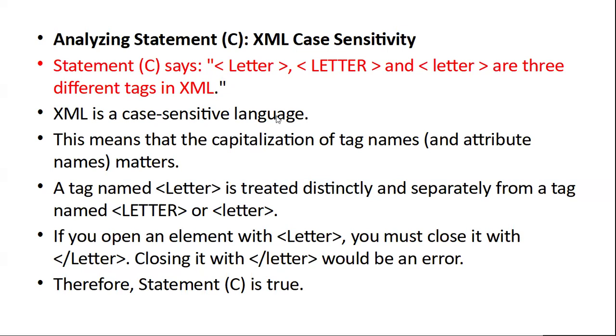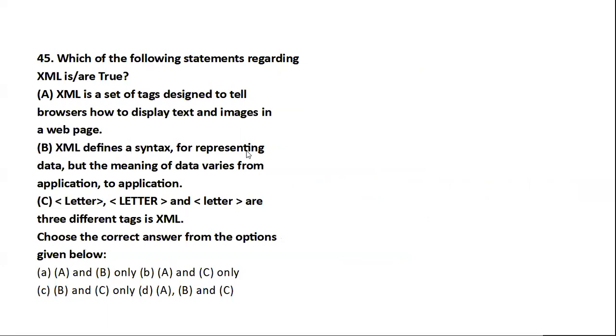So option C is also true. From this you can say which is the correct option. These are true actually. A is wrong, B is true, C is true. So B and C only. The answer is option C.